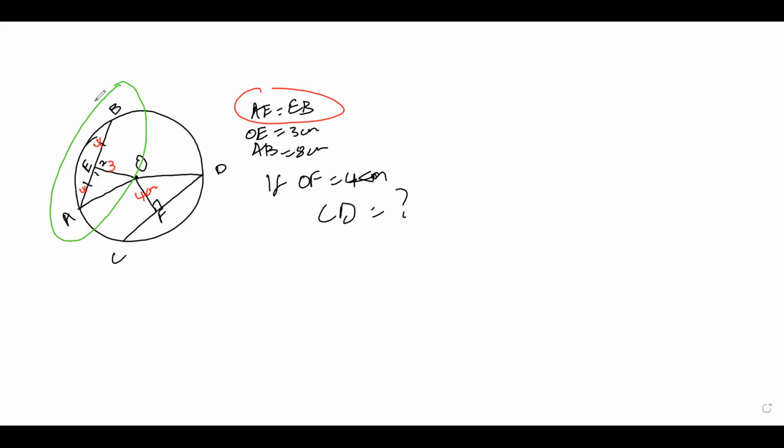Converse of theorem 1 says a line drawn from the center of the circle to the midpoint, because if they say this is equal to that, that means this is the midpoint. To the midpoint of the chord, it is perpendicular. That means E1 is equals to E2, which is equals to 90 degrees, because a line drawn from center to midpoint. So that's that one. So if this angle now is 90 degrees, now when you have 90 degrees, you can use Pythagoras.